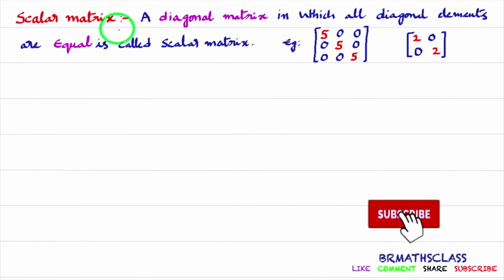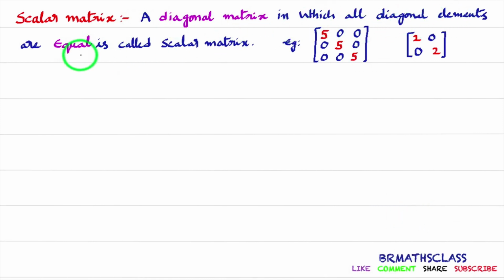Before a scalar matrix, it must be a diagonal matrix. A scalar matrix is a diagonal matrix in which all diagonal elements are equal to a particular scalar. For example, observe that all the diagonal elements are equal. They are equal to 5 here. So, is it a scalar matrix or not? Yes, it is a scalar matrix. Why? Because it is a diagonal matrix, and all its diagonal elements are equal. So this is an example of a scalar matrix.